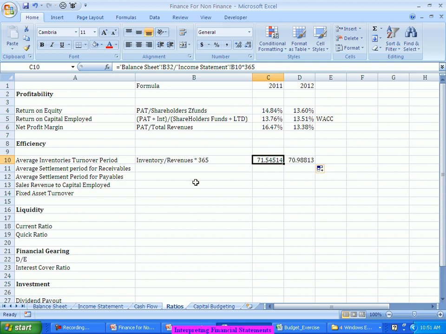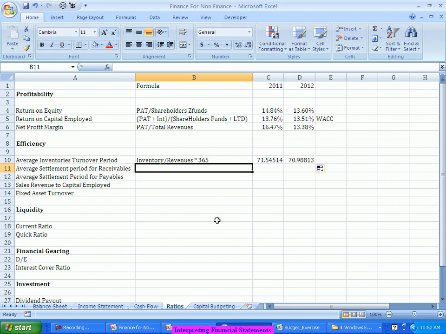Similarly, average settlement period for receivables. How good is my cash collection process from my customers? On an average, how many days I am taking to collect cash from my customers? If it is a cash sale, 0 days. Immediately I am collecting. For credit sales, some number of days. So again, on an average, how many number of days? Again, the higher the number of days, the weaker is my collection process. The lesser, the stronger is my collection process.